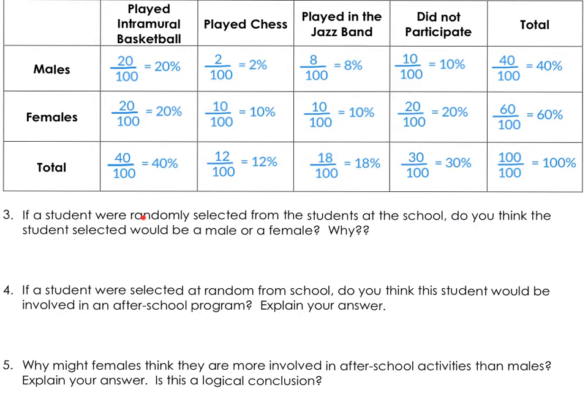Okay, so if a student were randomly selected from the students at the school, do you think the student selected would be a male or a female, and why? Well, to answer this question, we need to look at the relative frequencies for males and females. If I look up here, the males is 40%, the females represent 60%. So if a student were randomly selected, I would expect them to be a female. And I just wrote females because the relative frequency is larger for females than males.